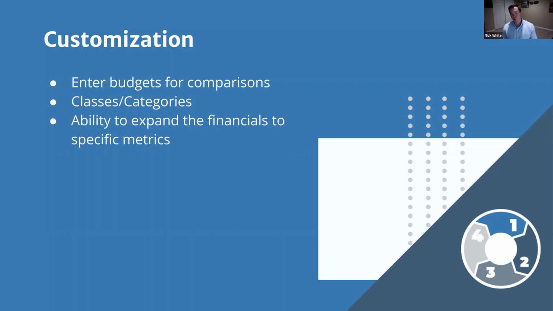So if you have a budget, if you don't, get one set, we can definitely help you with that. But go ahead and import that into the accounting software. So when you're looking at the income statement, you have a direct comparison on where you thought you were at that point in time. And then setting up classes and categories.